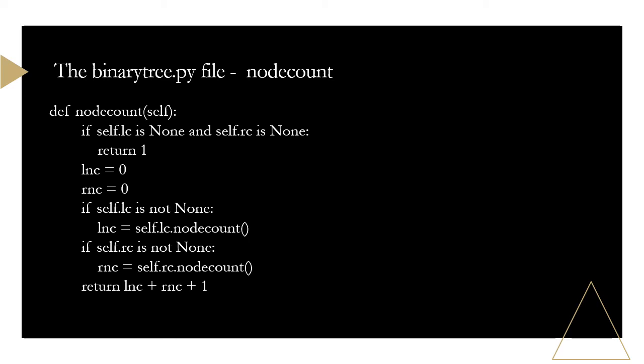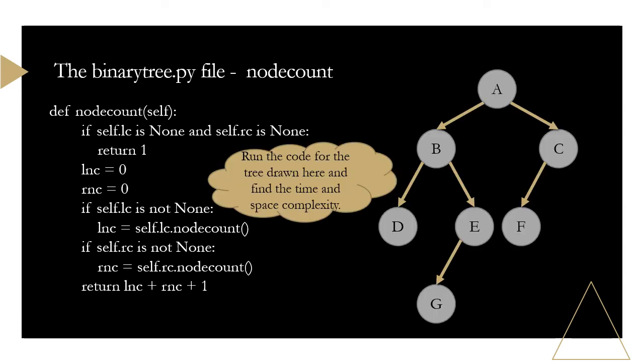Then at the end of this binary recursion, you return lnc plus rnc plus 1. Count of nodes in the left subtree, count of nodes in the right subtree, plus 1. Why? Because you are counting this node as well. You will see that this function is really very similar to the height function that we just saw. Run the code for the tree drawn here and find the time and space complexity.